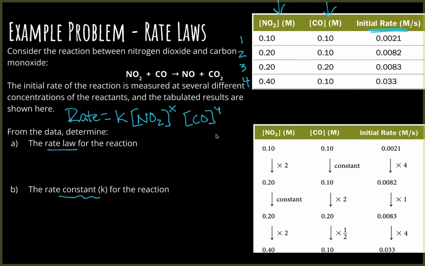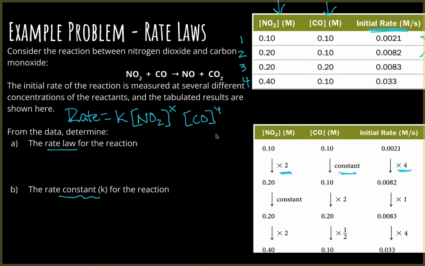So when we're looking at what the orders are, we have to pick two experiments where one changes and the other doesn't. So if we look at these first two reactions, experiment 1 and experiment 2. In experiment 1, NO2 is doubled, but CO stays constant. So that means anything we see in regards to the rate was a result of what we did to the NO2.